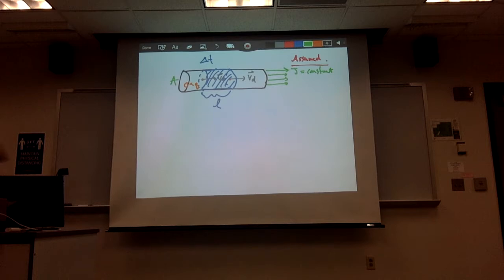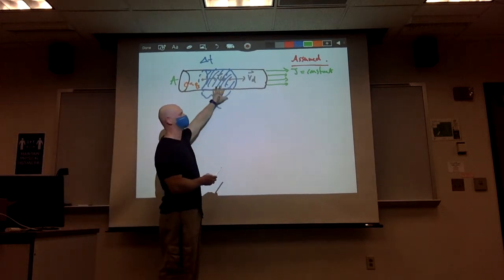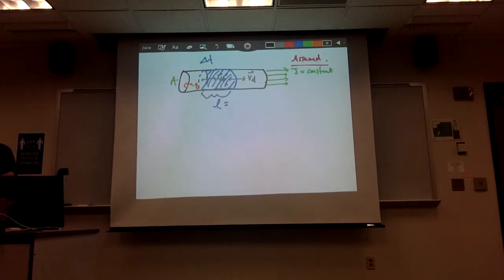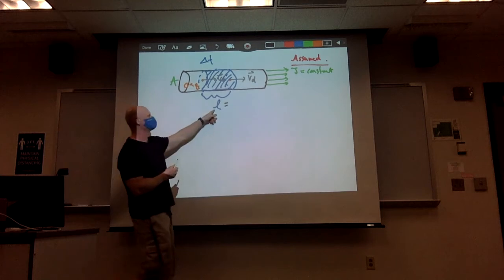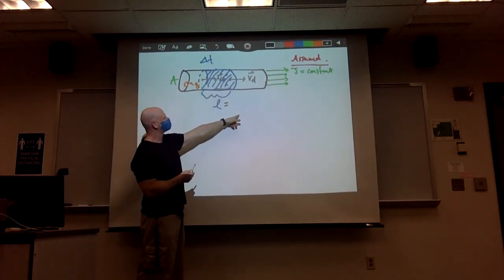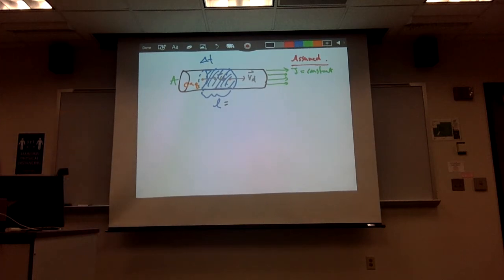So first things first, I know that this thing is moving with a constant drift velocity, which means there is no acceleration, which means that I can rewrite the length here in terms of the second kinematic equation, which says that the position is equal to the initial position, which I call 0, plus the velocity times the time, plus 1/2 the acceleration times the time squared. But since the acceleration is equal to 0, this is then simply going to be equal to the drift velocity times the change in time.